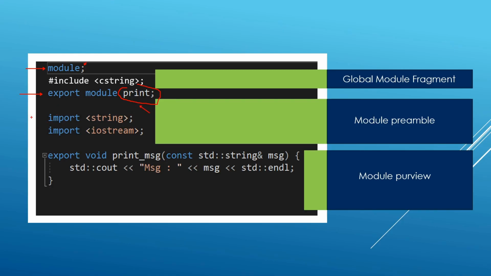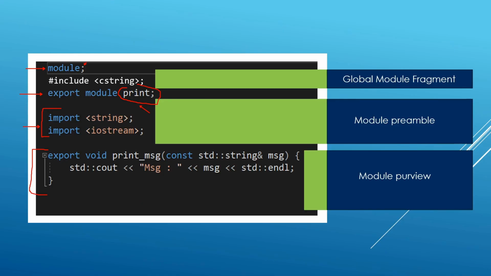After your module declaration, you will have what we call a module preamble. The module preamble is where you put your import statements. In this case, we are importing the string header and iostream. After the preamble, you have the module purview, which is the meat of what makes your module. In this case, it is just a function, but it could really be any entity in C++. It could be a function, a class, a concept, it could really be anything. As we go forward in the chapter, I will show you different ways you can use all those entities in the C++20 modules mindset, if I can say it like that.